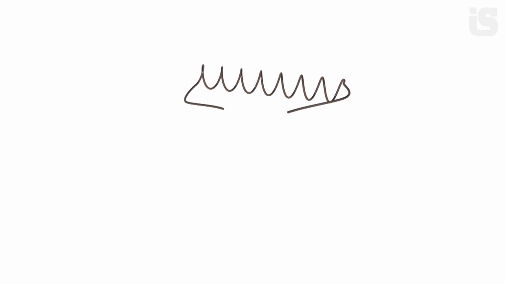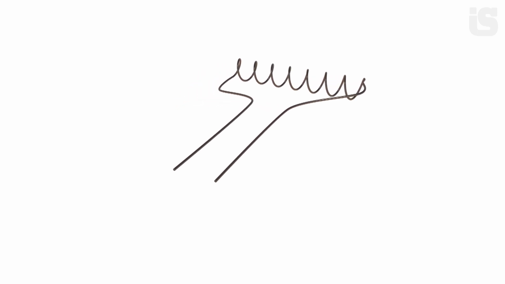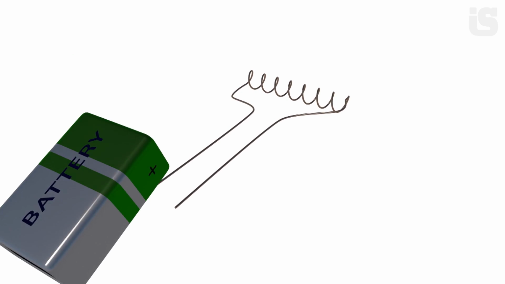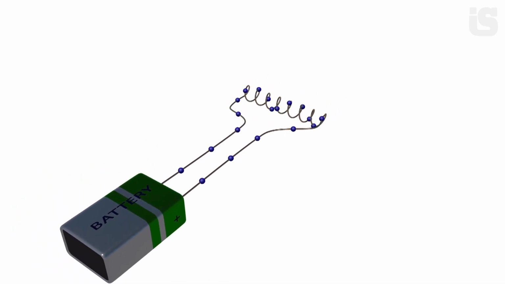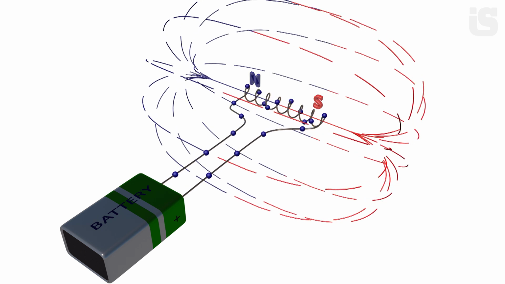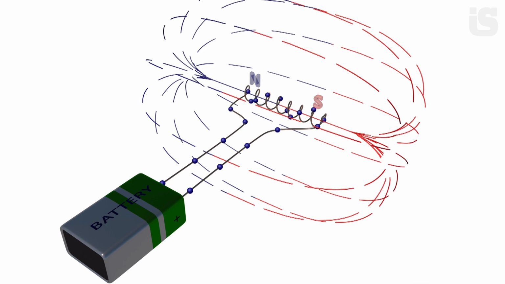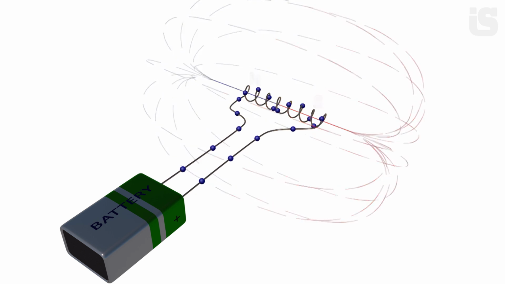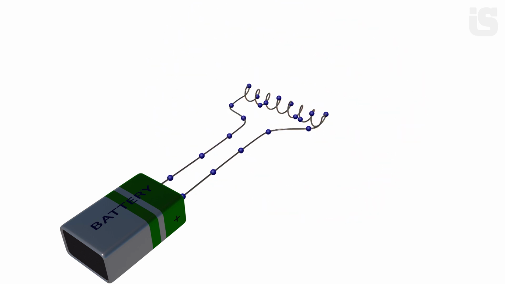The electric current will create an electromagnetic field in the coiled turns. The result is a magnet, an electromagnet. It has the same properties as a simple magnet. This electromagnet will also attract metal objects and also has poles, north and south. But this magnet has a difference.